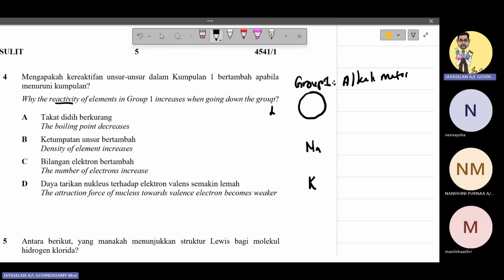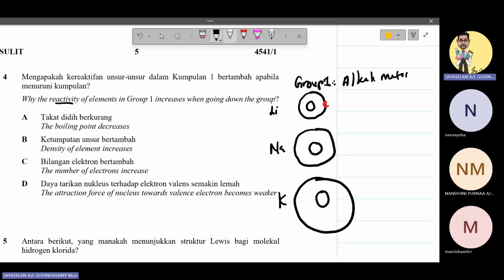So I put here, this is lithium, this is the nucleus, this is the valence electron. I'm focusing on the valence electron. Sodium, I put here the atomic nucleus, the atomic size getting bigger. And potassium, the nucleus is here, the atomic size even bigger. The distance between the nucleus and the valence electron is getting further apart. So the forces of attraction are weak. Therefore, it can easily donate its valence electron.